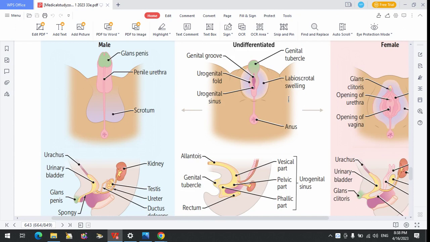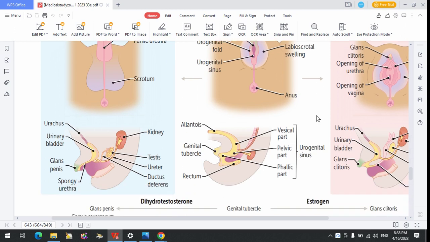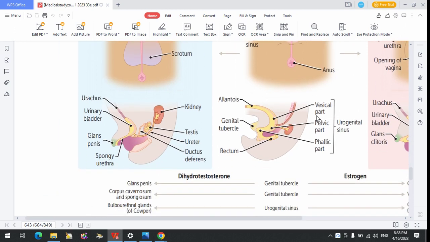The last one we've not talked about is the labioscrotal swelling. Very easy to remember. The labioscrotal swelling will close together and form the scrotum. In females, it will not fuse together. It will remain open and form the labia majora. That's why the labia majora is the homologue of the scrotum. Now let's go back to what we have below.